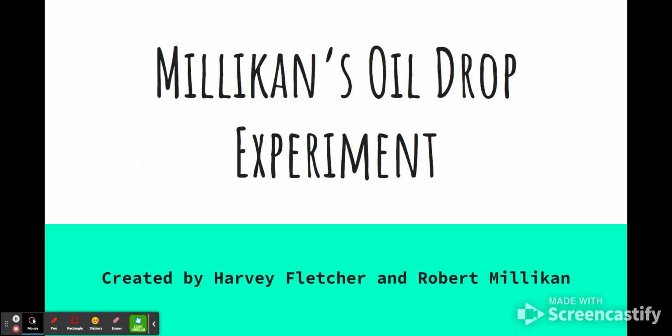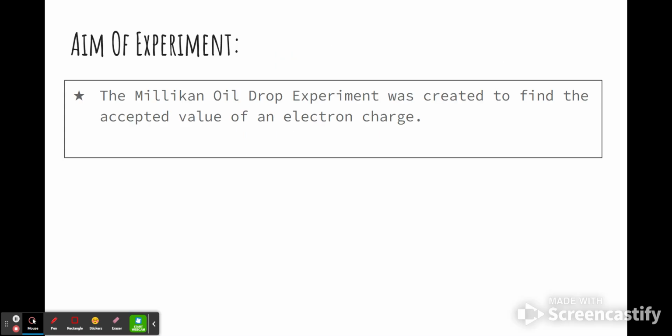Millikan's oil drop experiment. The aim of the experiment was to find an accepted value of the electron charge, which is what we know as negative 1.6 times 10 to the negative 19.